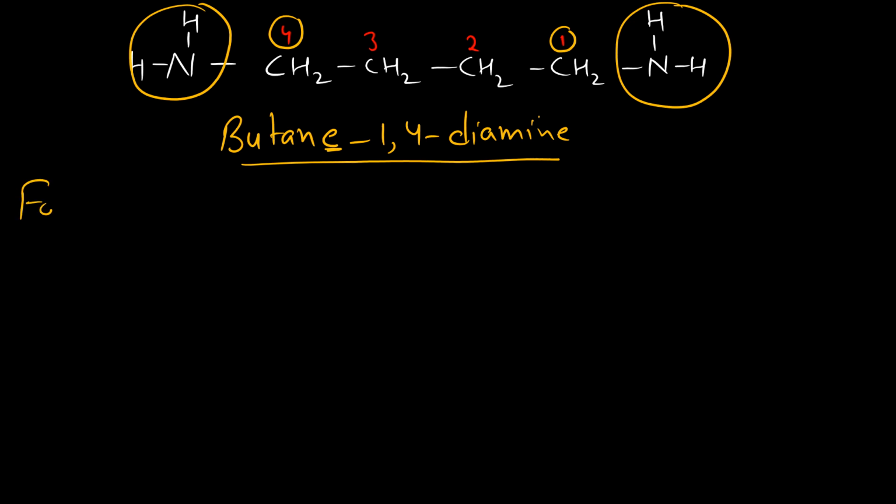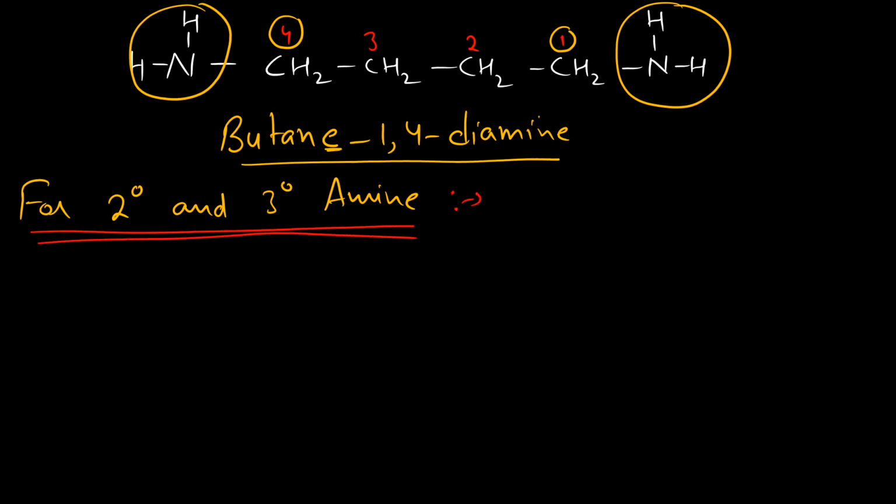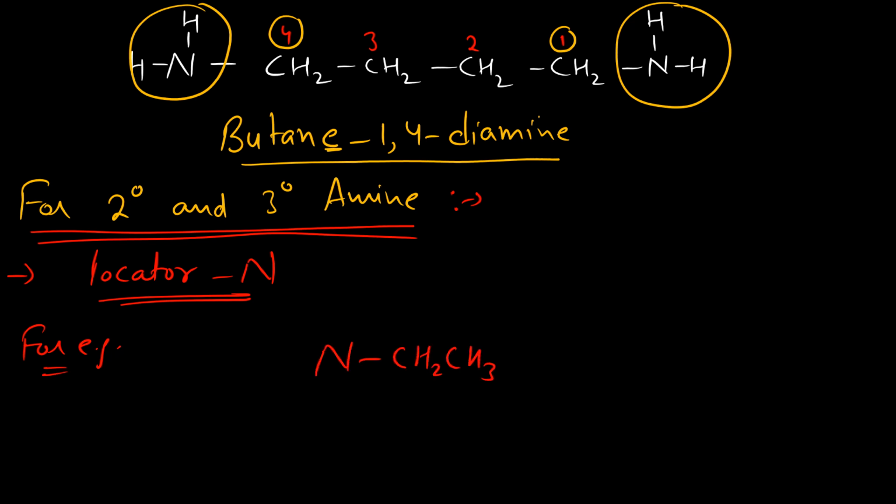Now let's talk about secondary and tertiary amines. When we are going to write their names, we have to use the locator N. Let's see what it means. Let's say I am having one ethyl group on the left hand side while the other ethyl group is on the right hand side, and here I am having, let's say, methyl.